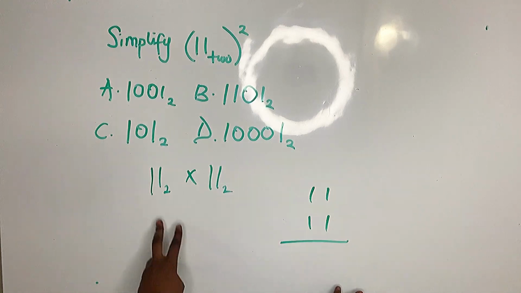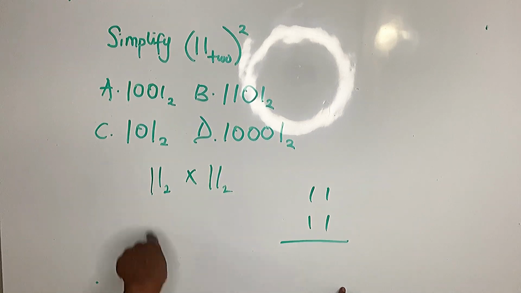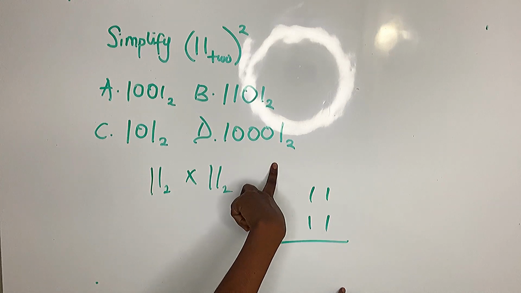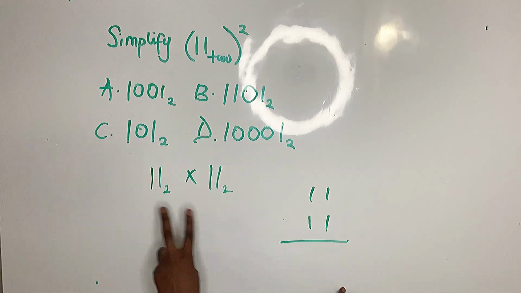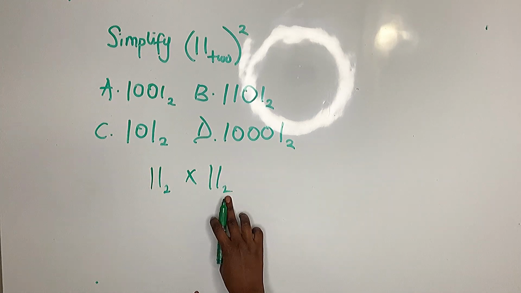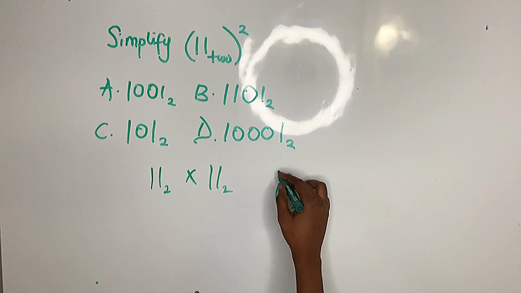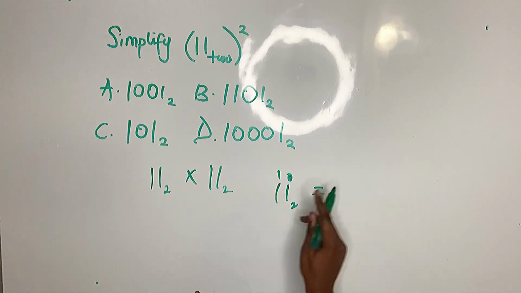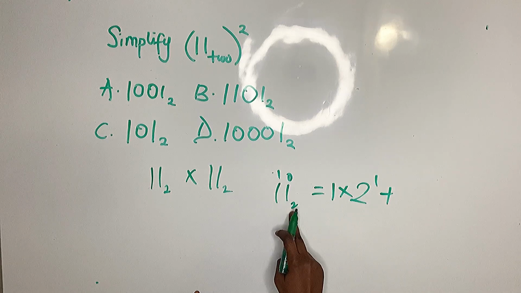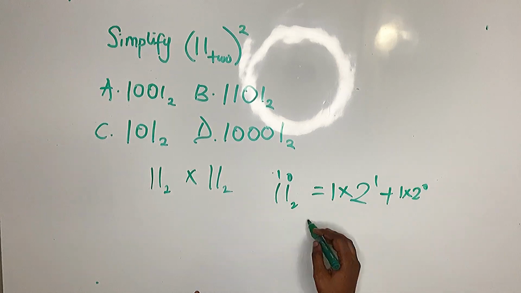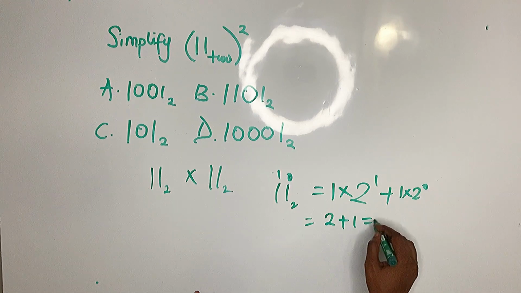But if you do not, we have to change these numbers to base 10 first, do our multiplication, and change back to base 2 because our answers are given to us in base 2. So I'm going to change 11 to base 10 and then multiply and get my answer. To change a number from any base to base 10, you expand, is it not? So we have 11 base 2. Our count is 1 multiplied by the base raised to the power 1, plus 1 times 2 raised to the power 0. 1 times 2 is 2, plus 1 times 1, which is 1. That leaves us with 3 as our answer.